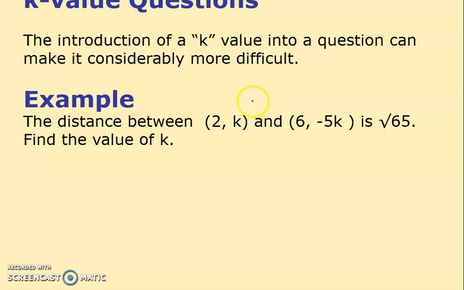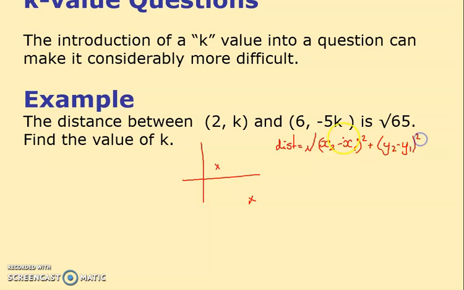So if we just have a look at this now, we've got 2 comma k, I don't know what k is. K could be anywhere. That could be there, and then 6 comma minus 5k. It could be down there, but it could be anywhere. So this is where we fall back on our distance formula between 2 points. We know it is the square root of x2 minus x1, squared, plus y2 minus y1 squared, and then we square root it all. So let's just go with that.